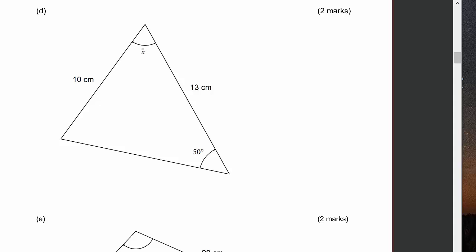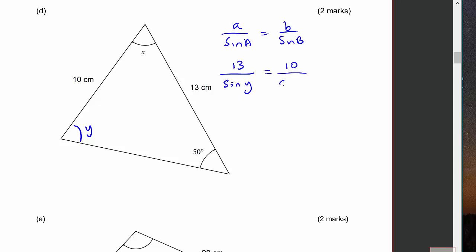We want to find the angle x here. We don't know the side opposite. So what we're going to have to do in the first instance is work out this angle here, which I'll call y. And then we can use the sine rule. So a over sine A is equal to b over sine B. Now the a here would be 13 if this is the big A, so sine y. And then little b would be 10, and big B will be the 50 here. And so we can find y.